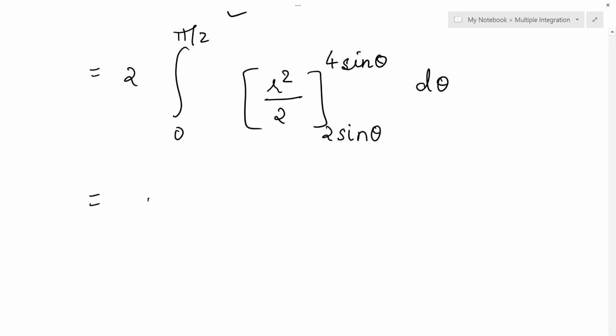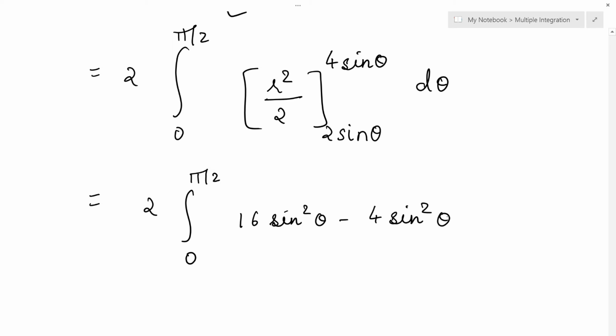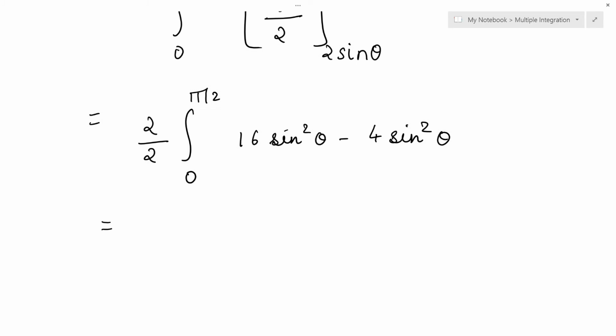Okay, so this is nothing but the integral from 0 to pi by 2 of 16 sine square theta minus 4 sine square theta, by 2. This 2 will get cancelled anyway. Sine square theta again can be written as 1 minus cos 2 theta, and after integrating this, 1 minus cos square theta can be written as sine square theta, and then sine square theta plus cos square theta is 1.